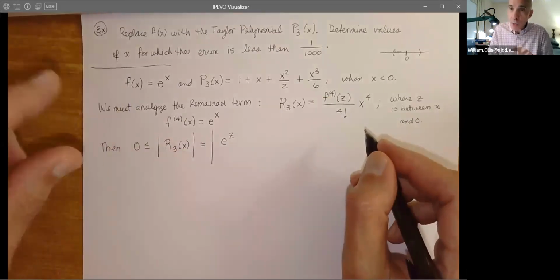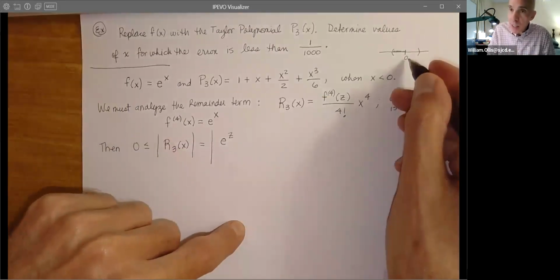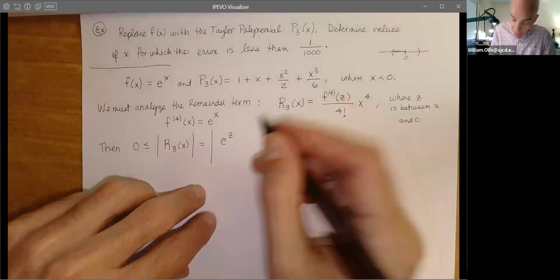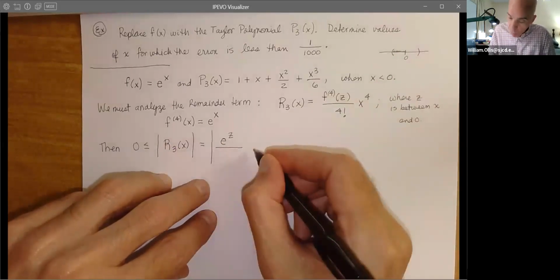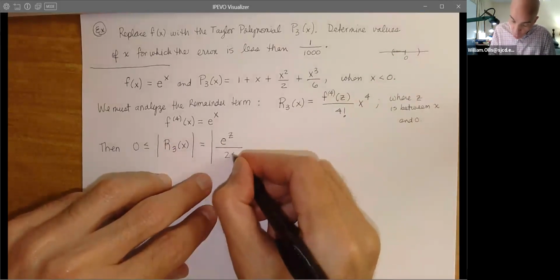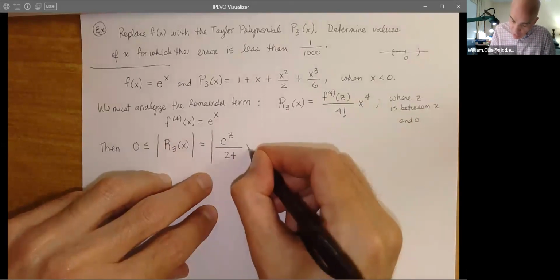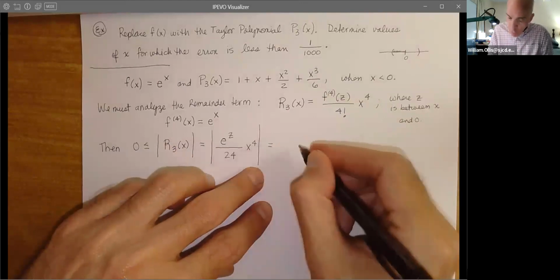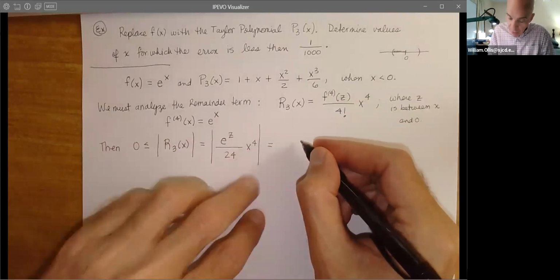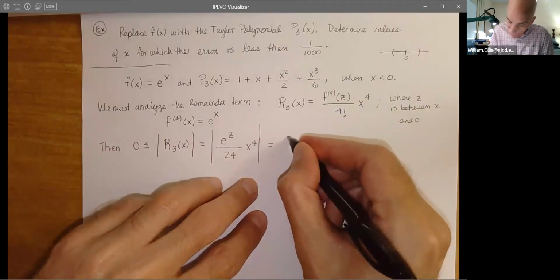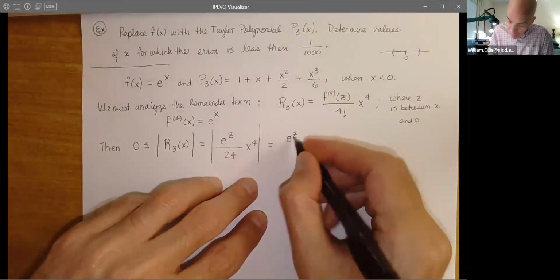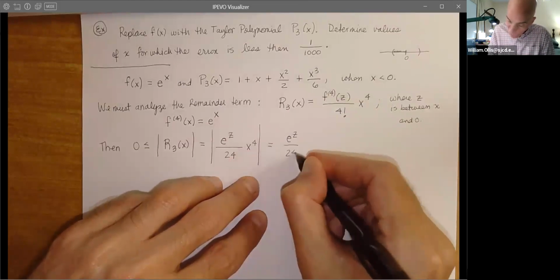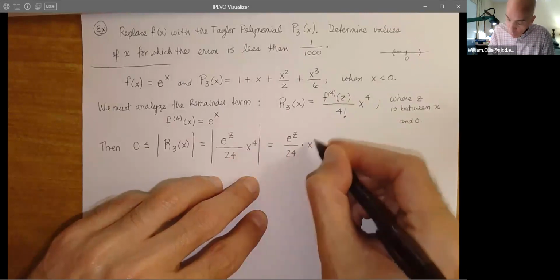And since this is an increasing function, we can bound it at 0. So that's easy. And then we get what? 4 factorial, which is 24, and then x to the 4th. Now, of course, these are all nice positive things here. So we've just got e to the z over 24 times x to the 4th.